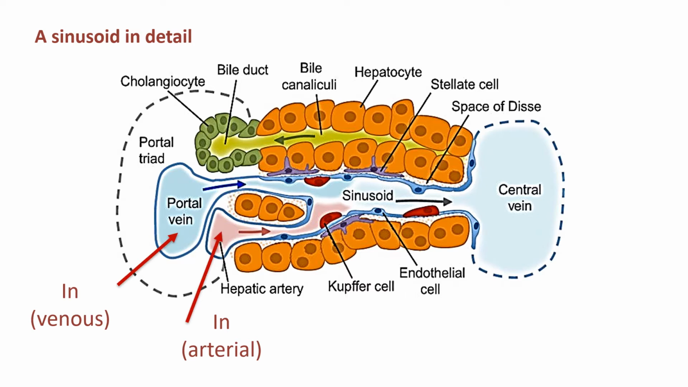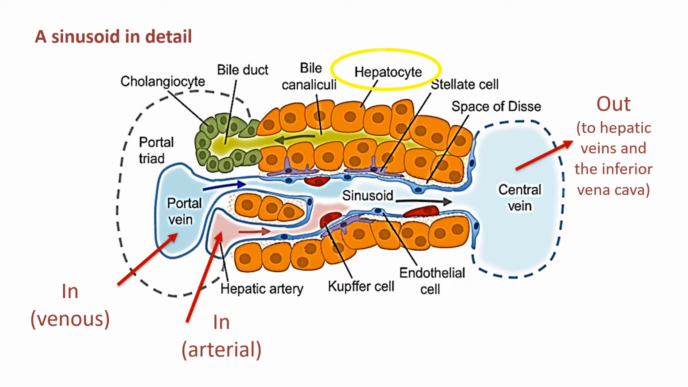So we have our venous blood flowing in via the portal vein. We have arterial blood flowing in from the hepatic artery. That then flows out to the hepatic veins and the inferior vena cava and back to the heart. And there you can see we have our hepatocytes, which of course are epithelial cells, but we also have the other cells involved here, the endothelial cells, the ones lining the sinusoids.